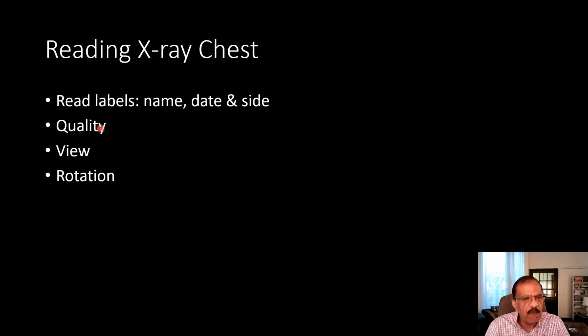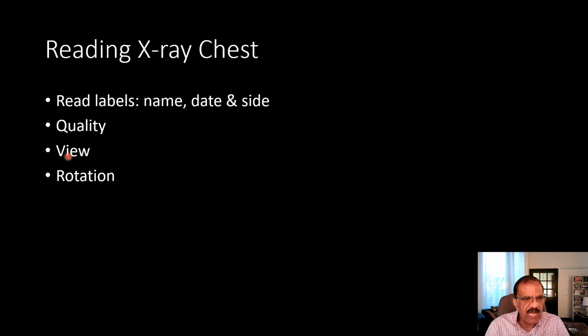Of course, even a poor quality film may show a gross abnormality, but if you want to rule out a very subtle abnormality like miliary tuberculosis, then of course you need a good quality film. Quality actually relates to the exposure time and the development of the film, the X-ray quality, the radiation given, and the machine capacity.